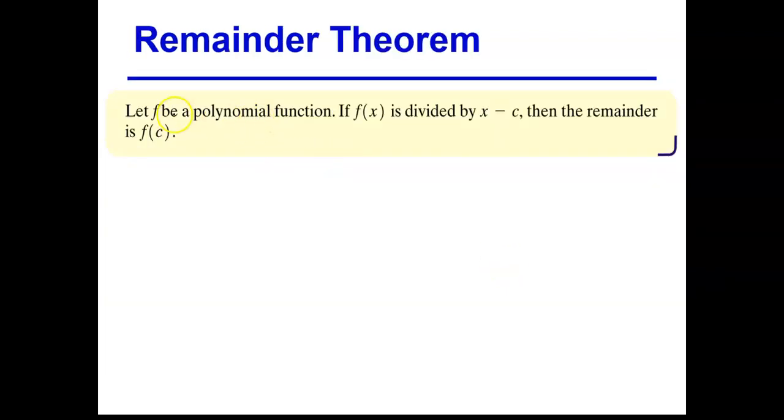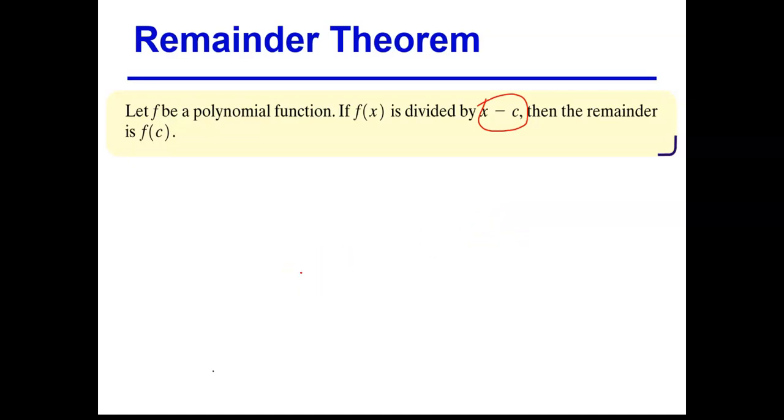So the remainder theorem is saying that if f is a polynomial and we divide by a factor of x minus c, then the remainder is f of c. Which means we can substitute c in the polynomial, and whatever answer we get is actually the remainder. So we're going to use it to check those two we did, to see if we get the same thing.